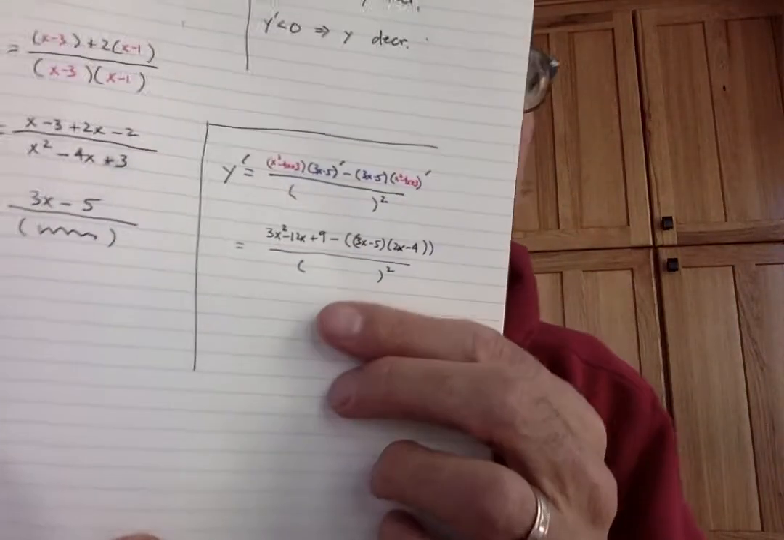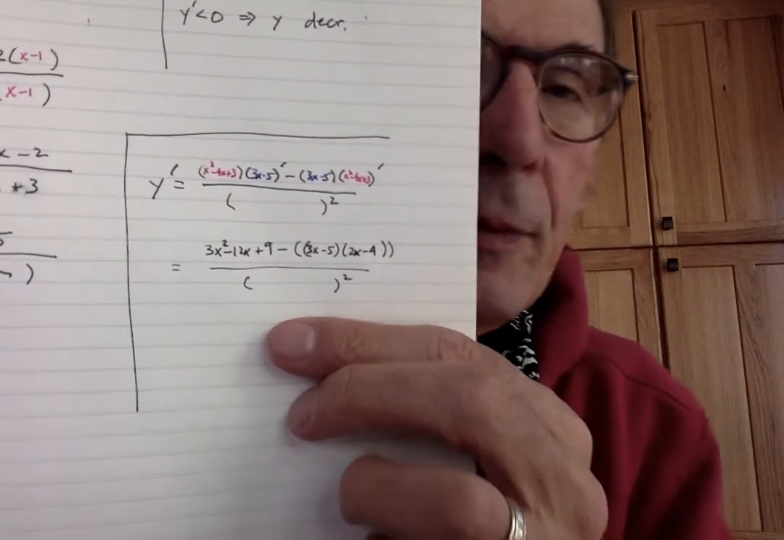So I'm going to leave the bottom alone. It's squared. That's all I care about, is that the bottom is squared. And on top, the derivative of the high function is 3. So I'm just going to multiply everything by 3: 3x squared minus 12x plus 9. And then I'm going to subtract off something, and that is going to be a product, 3x minus 5 times 2x minus 4. Take your time in algebra. Don't skip these steps.